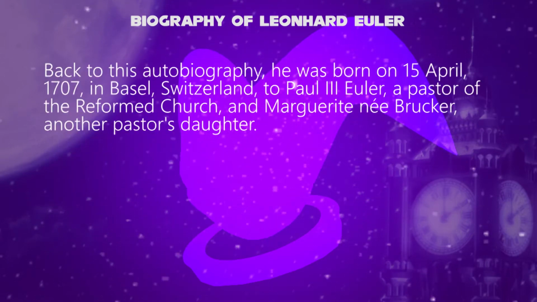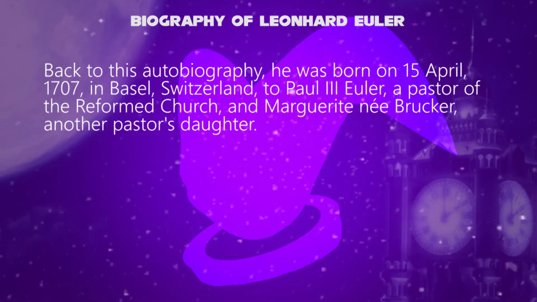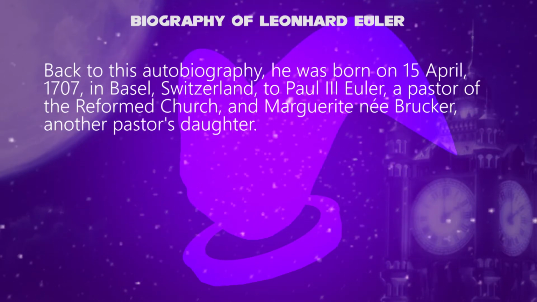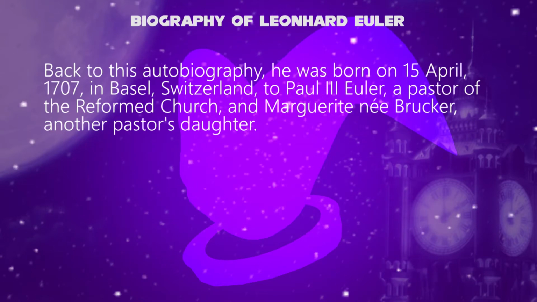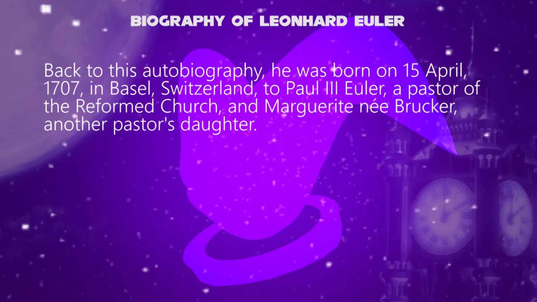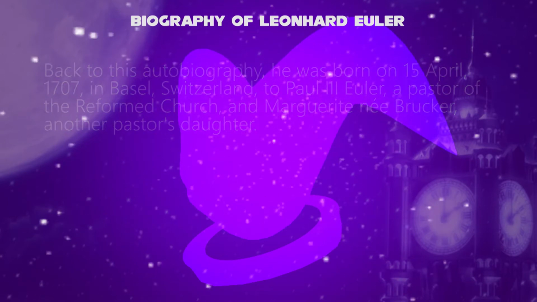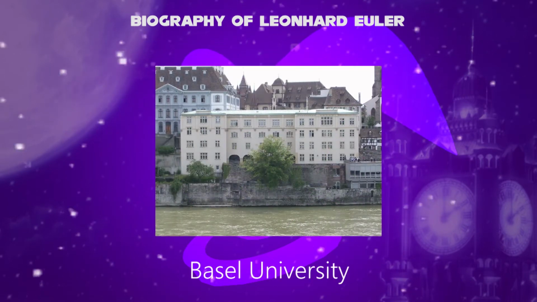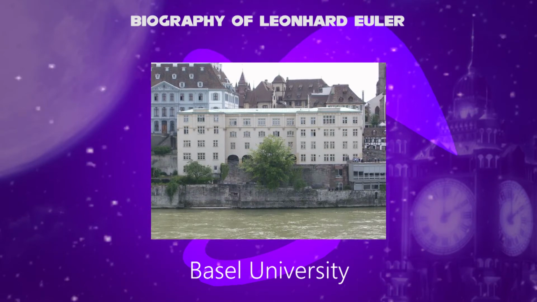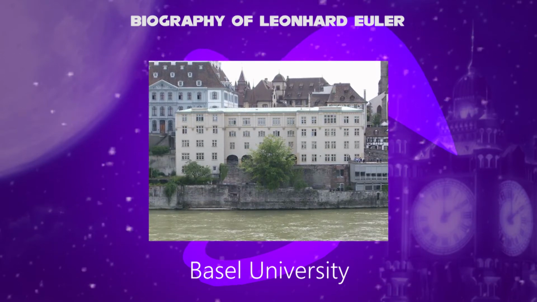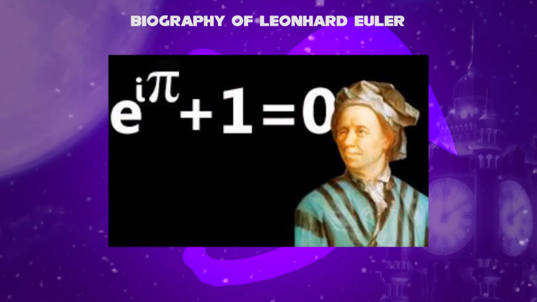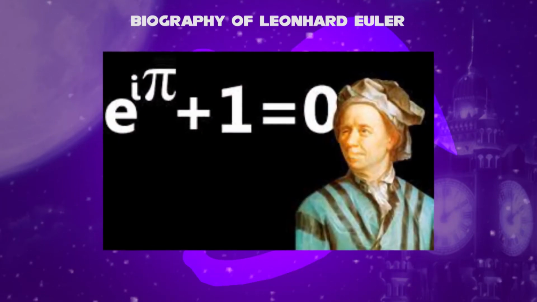Back to this autobiography. He was born on the 15th of April, 1707, in Basel, Switzerland, to Paul III Euler, a pastor of the Reformed Church, and Marguerite Niebrucker, another pastor's daughter. In 1720, at age 13, he enrolled at the University of Basel. In 1723, he received a Master of Philosophy with a dissertation that compared the philosophies of Descartes and Newton.